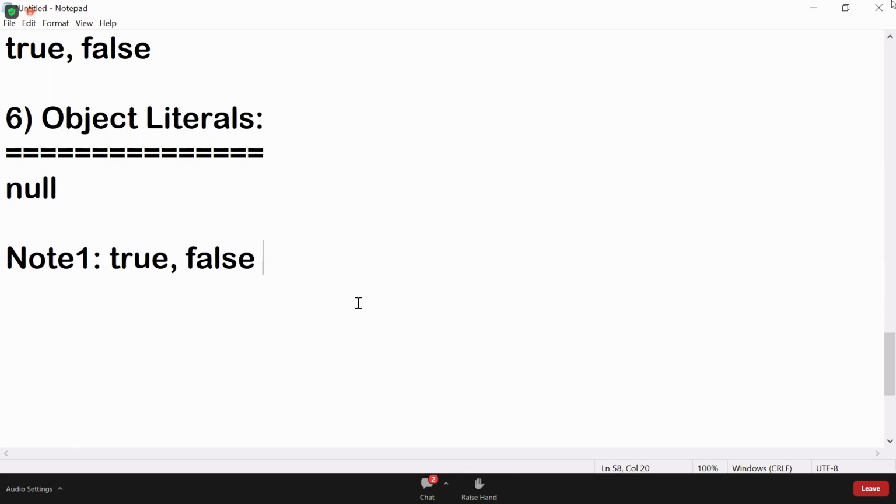Now, next, note 1: true, false, and null are not keywords. These three are not there in the keywords list. They are all reserved, but not included in the keywords list. True, false, and null are not keywords.